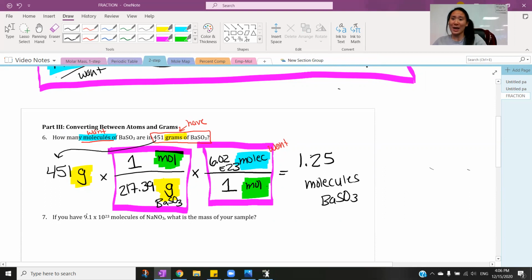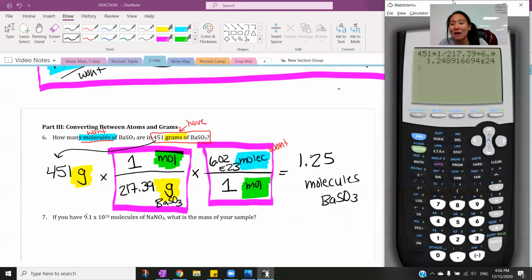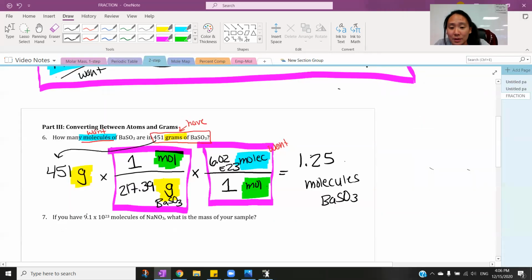Okay, so 1.25, and then a lot of people put molecules of barium sulfite. Now, some of you are like, but wait, look at the calculator. Did you forget about the E24? There's an exponent, so you can't forget it. If you were to properly write this in your notes, you would write times 10 to the 24th power. You cannot forget exponents. That's how you get half the answer incorrect, okay?